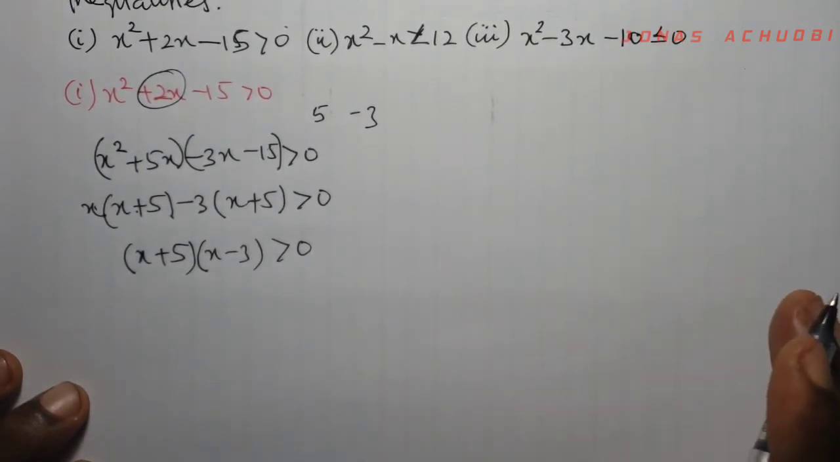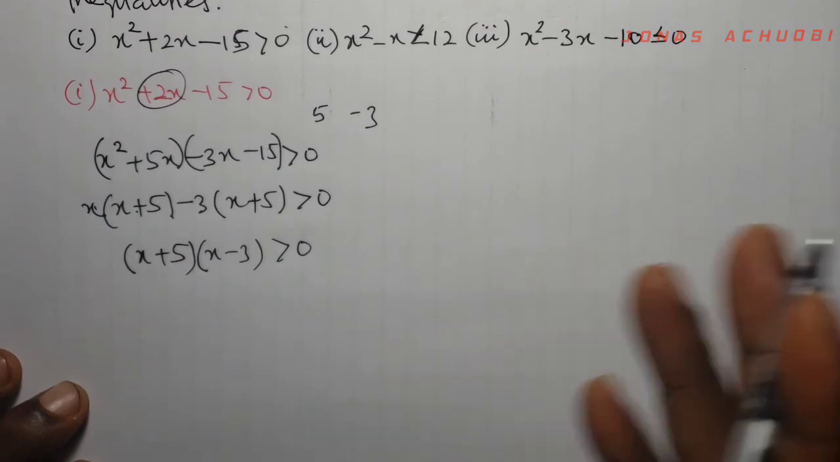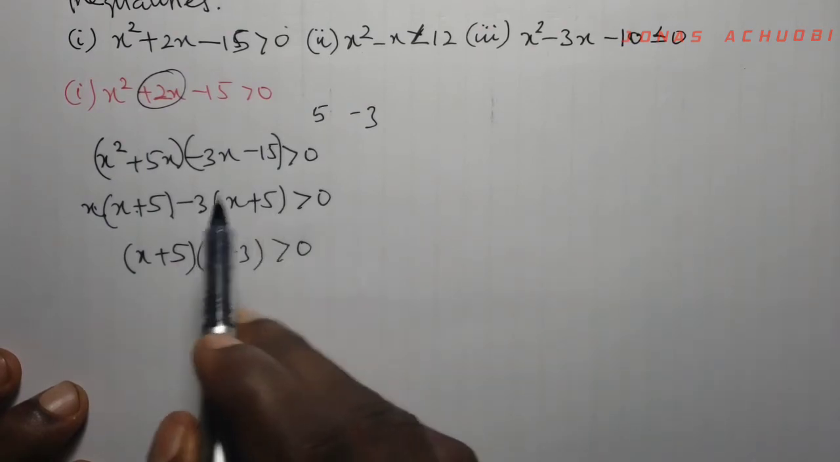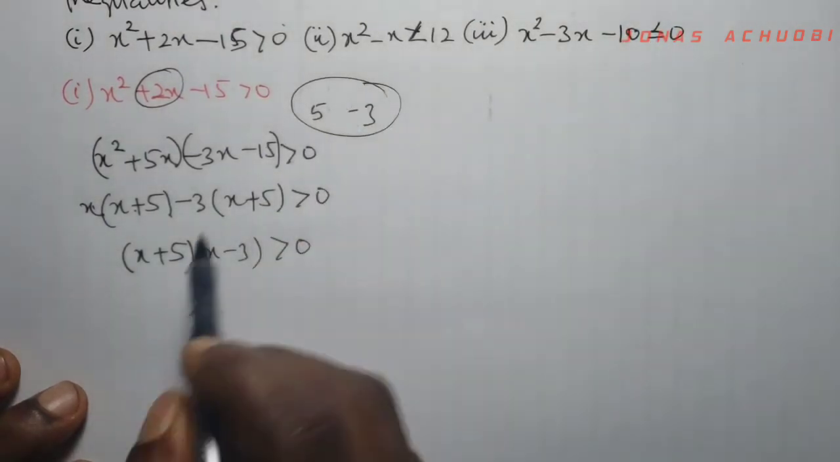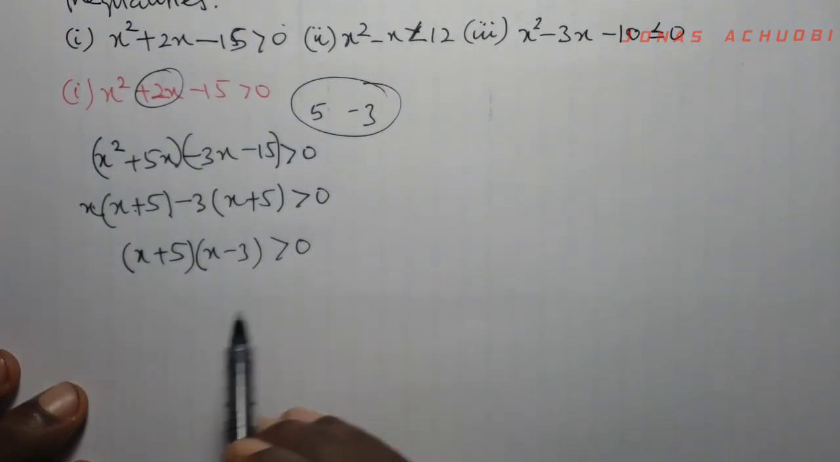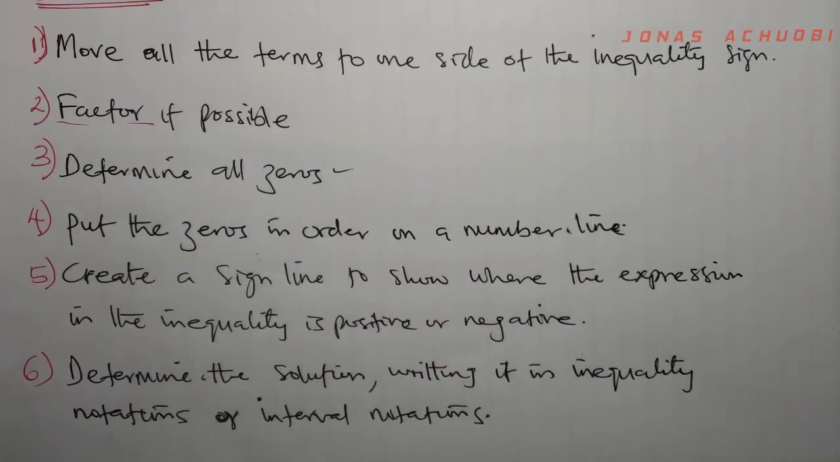So step 2 says we should factor if possible, or factorize if possible. And here we have seen that it is possible to factorize, and we have just done that. So step 2 has also been checked.